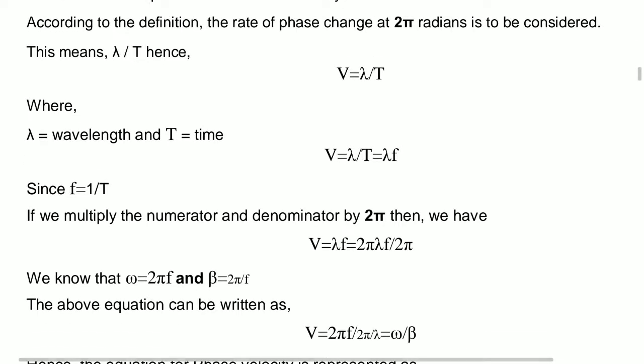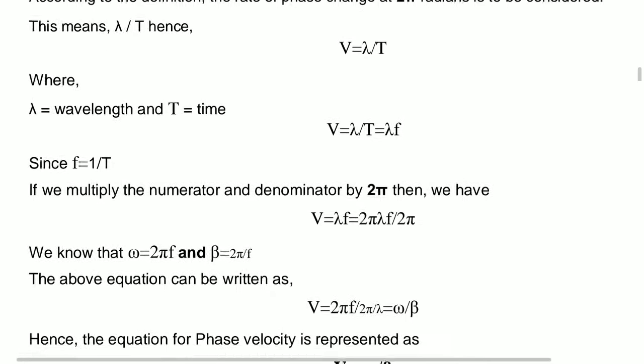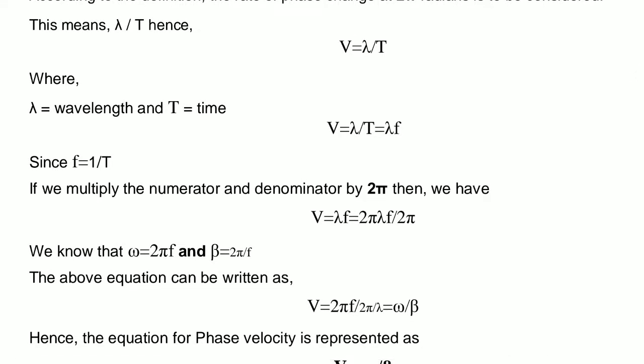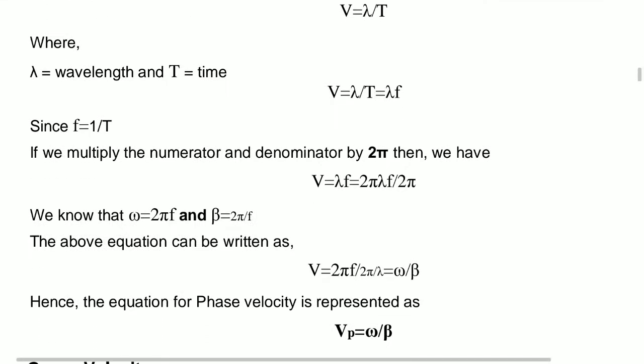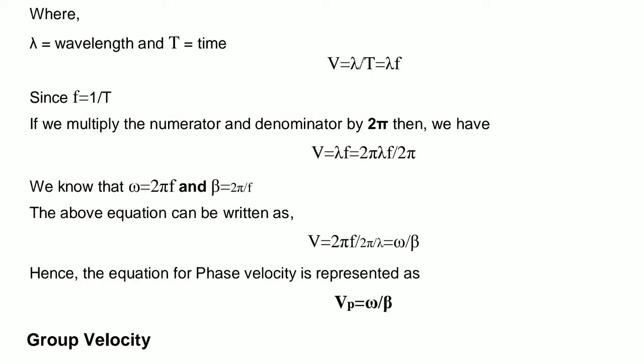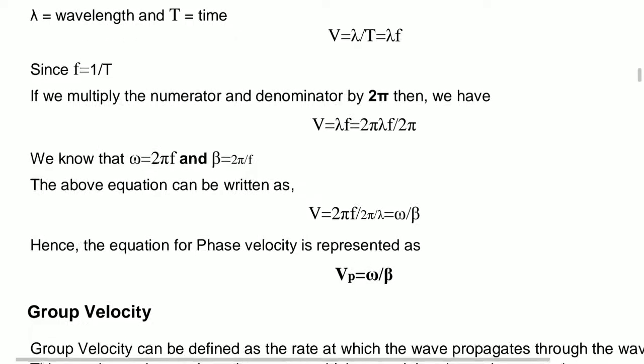Now if we multiply numerator and denominator by 2 pi, then the equation becomes V is equal to 2 pi f divided by 2 pi upon lambda, which is ultimately omega upon beta. So this is the final equation of the phase velocity. So the equation becomes Vp, where p stands for phase, is equal to omega upon beta. Please remember, this is one of the important equations for phase velocity and also its definition.